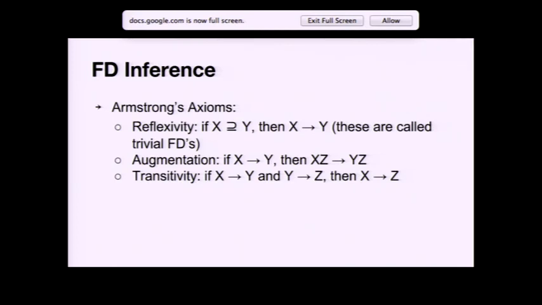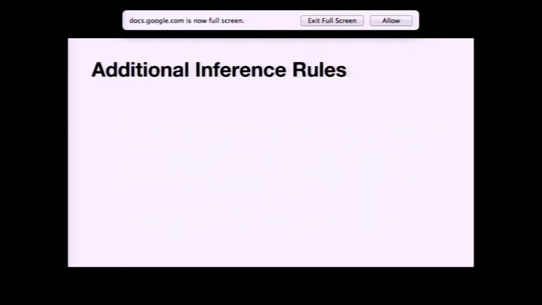The second rule is called augmentation. If you have an initial functional dependency X determines Y, and you decide to add the set Z to both sides, then you can say XZ determines YZ, and that's also true. The rule of transitivity says that if you have two functional dependencies, X determines Y and Y determines Z, then you can get X determines Z from that. And again, X, Y, and Z are all sets of attributes.